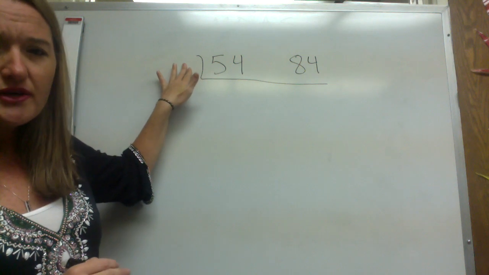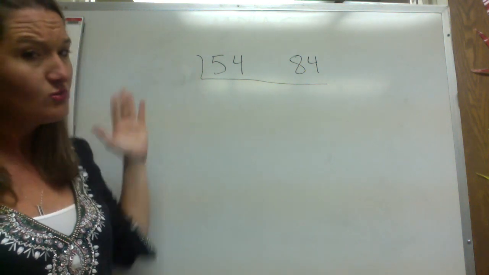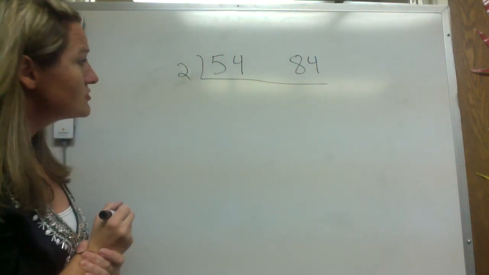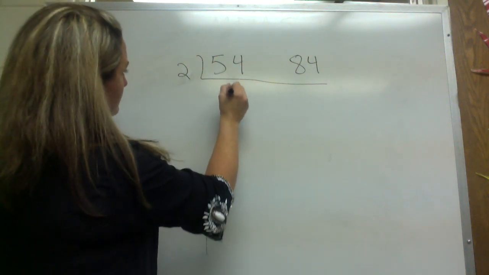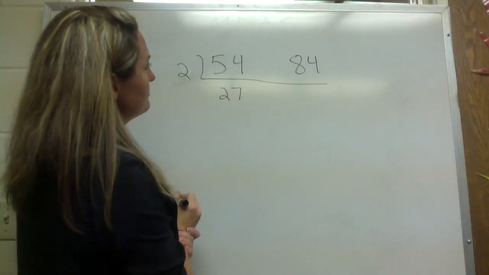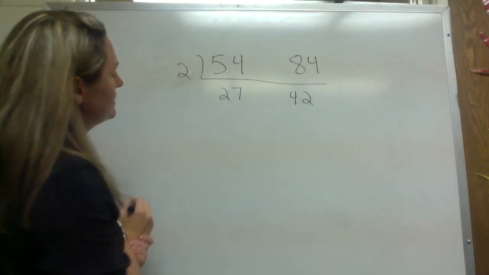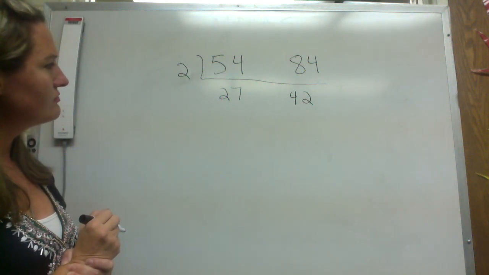So just ask yourself, what number do we know they have in common? In this case, they're both even, so we know 2. So I'm going to start with 2. Now let's divide both these numbers by 2. 54 divided by 2 is 27. 84 divided by 2 is 42. All right, so now 27 and 42.